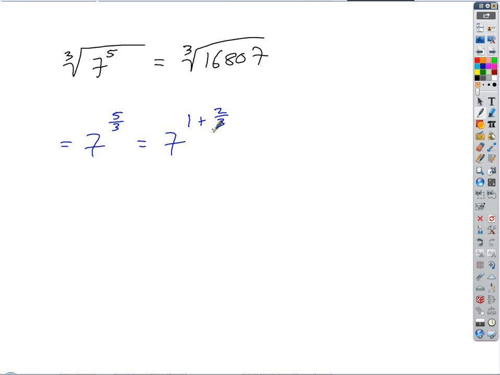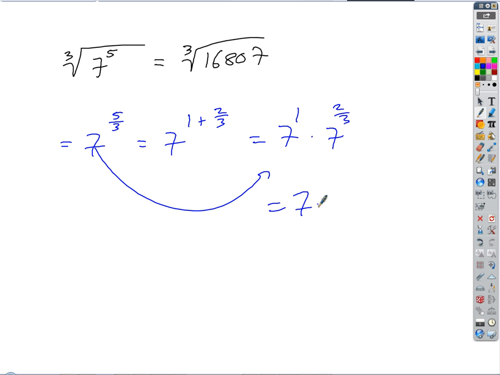And so you can even skip this middle step and go right over to here. You know that you're going to get 7 to the 1 and 2/3, right? You don't have to write it as 1 plus 2/3. You just know you're going to get 7 to that power times 7 to that power. Does that make sense? And then that becomes what, Brandon? 7 to the 1 is what? 7.